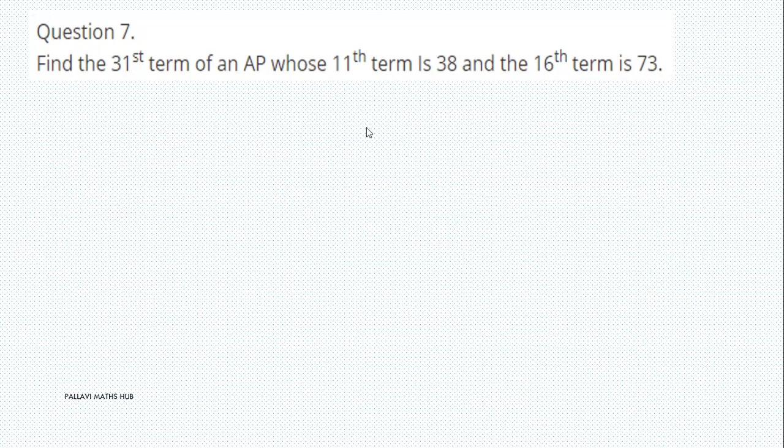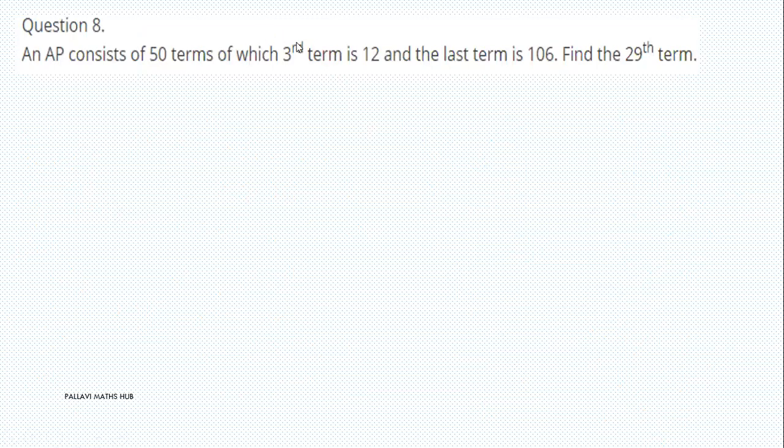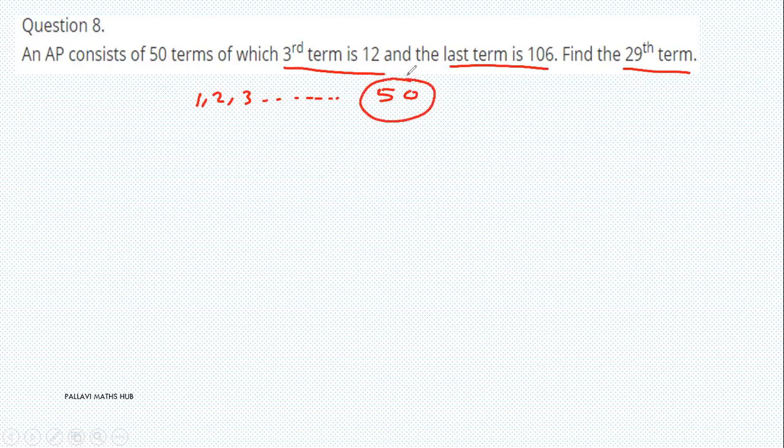Next, 8th question. An AP consists of 50 terms, of which the third term is 12 and the last term is 106. Find the 29th term. Here the AP consists of 50 terms. First, second, third, it will go up to 50 terms. So what is the last term here? The last term is 50. Is it right?